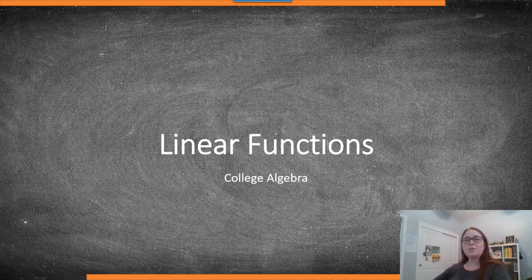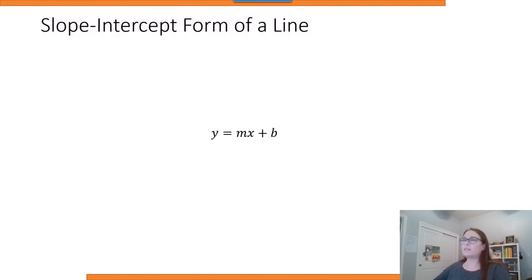Hey there, in this video we are going to talk about linear functions and how to graph them. So first up, we want to talk about the slope-intercept form of the equation of a line. It looks like this: y equals mx plus b, where your x and your y, those are the coordinates, and those are where you get your ordered pairs for each solution that lands on your line.